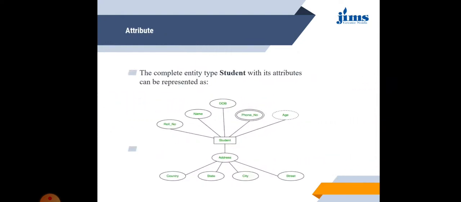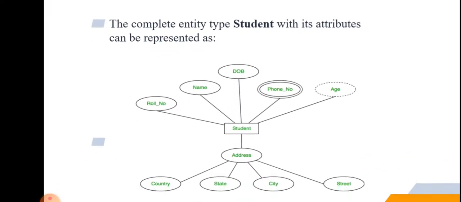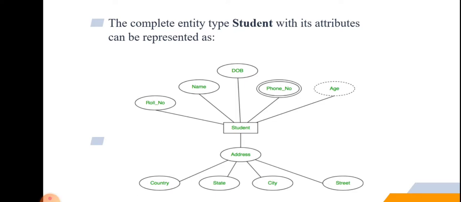So coming to the complete entity type, students, with these attributes, can be represented as follows. Student is the entity, so it is represented in a rectangle box. Roll number is unique, so if I want to make it a key attribute, I have to underline the roll number. Then name, date of birth, phone number, age. So that is an entity type.